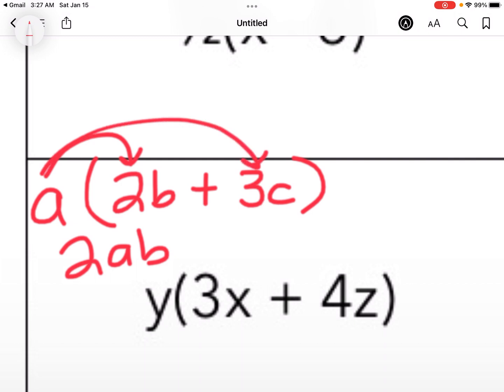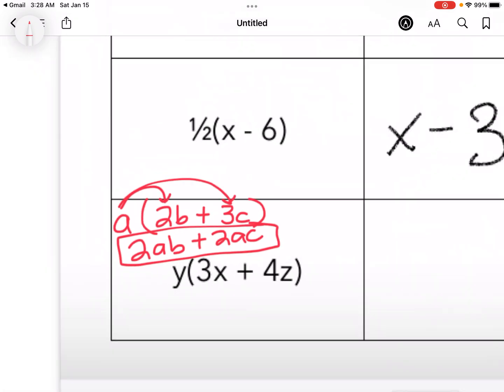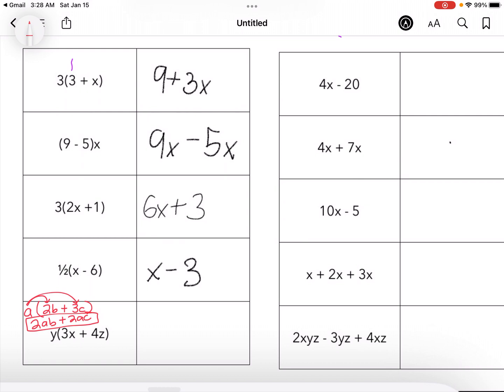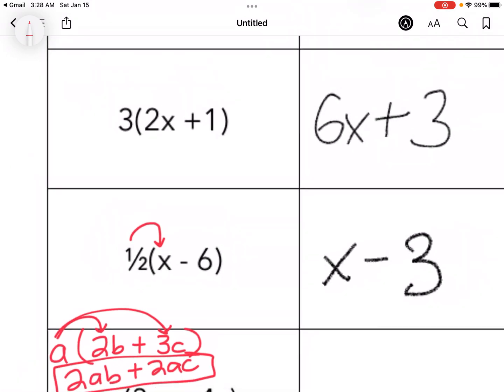A times 3C, I would get plus 2AC. And the reason I'm putting the A first is because it's alphabetical. It really doesn't matter, but usually you go alphabetical and you put the number in the front. The number is called the coefficient. I want you to look back at this one because you forgot to multiply the 1/2 by the x.